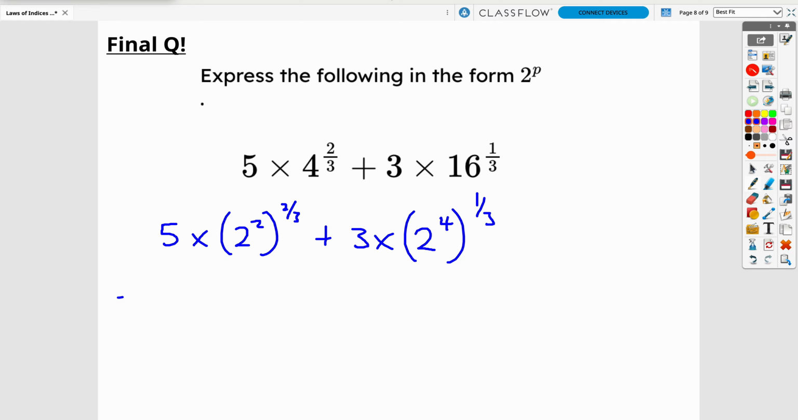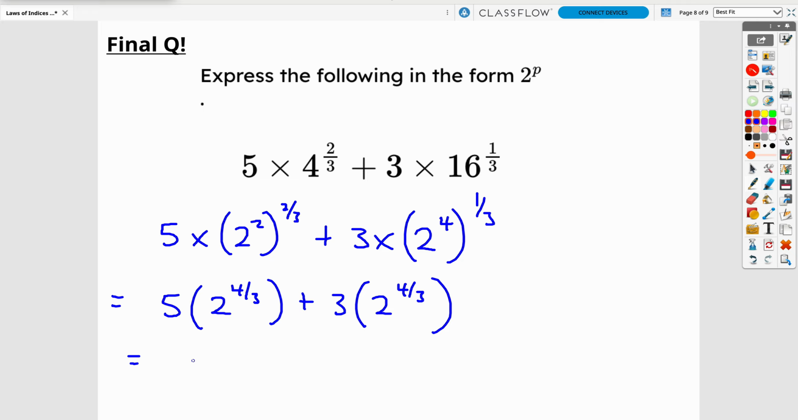Now I'm going to apply that rule that we can multiply these powers together. So we've got 5 times by 2 to the power of 4 over 3. And then I've got 3 times, 4 times a third happens also to be 4 over 3. Okay, well, this is very interesting. So I've got 5 lots of 2 to the power of 4 over 3 and 3 lots of 2 to the power of 4 over 3, which I hope you agree is 8 lots of 2 to the power of 4 over 3.